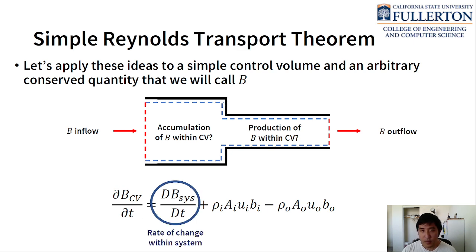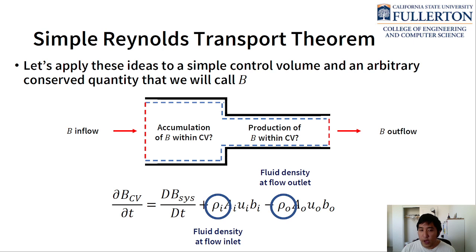This next term may look very similar, but there's a very subtle difference. Instead of the rate of change of B within the control volume, notice how this is the rate of change of B within the system, the system being a fixed amount of mass. If within that system B is being produced, or it might be getting destroyed as well, then this term is going to account for that. That's the difference between the first term and the second term, one CV, one system.